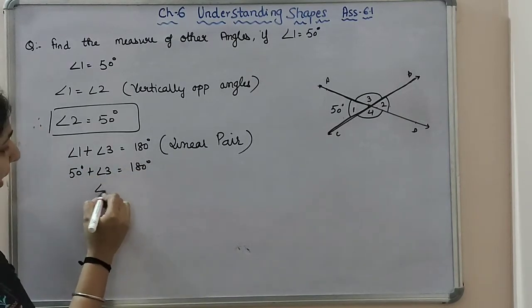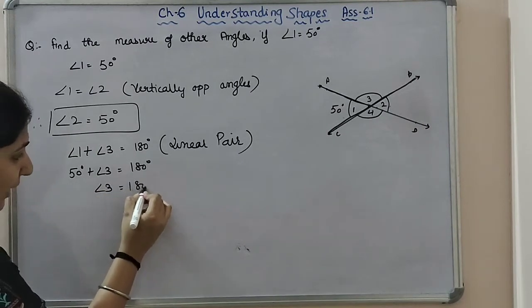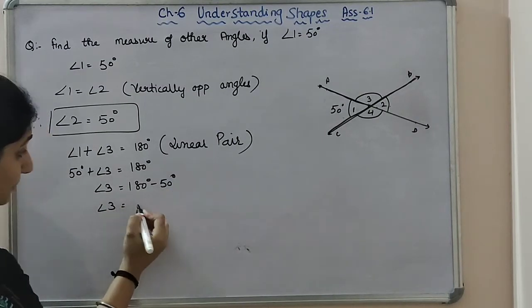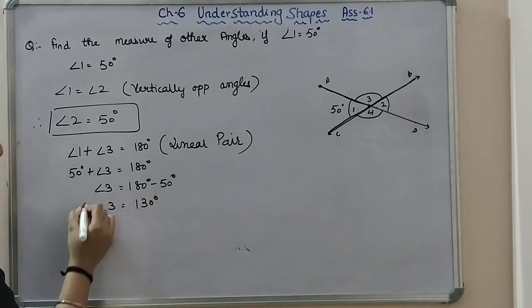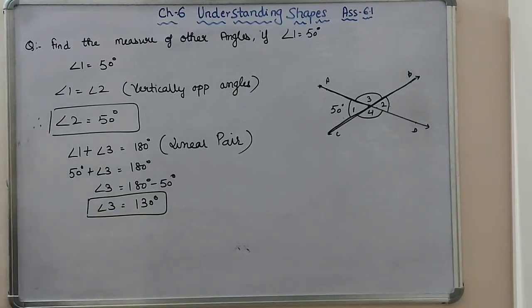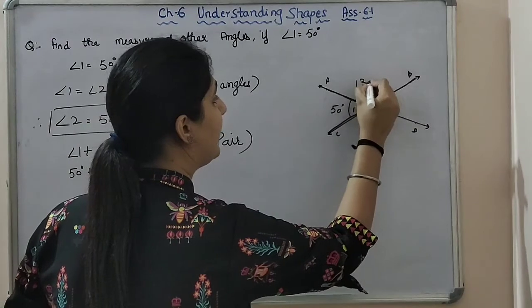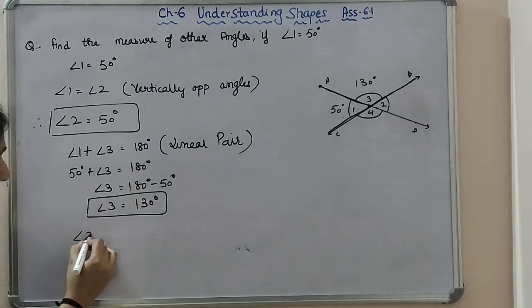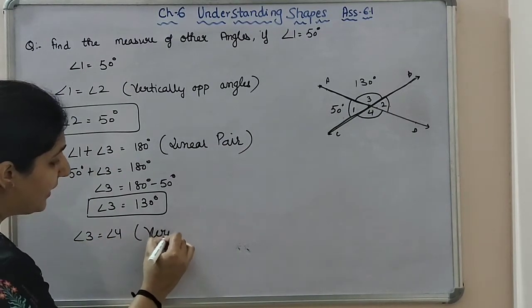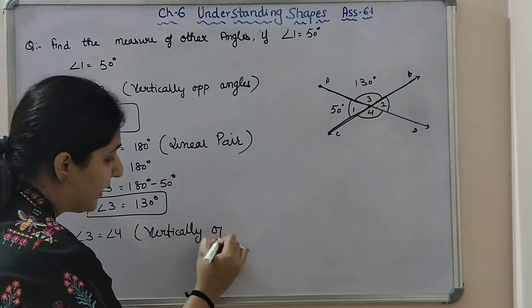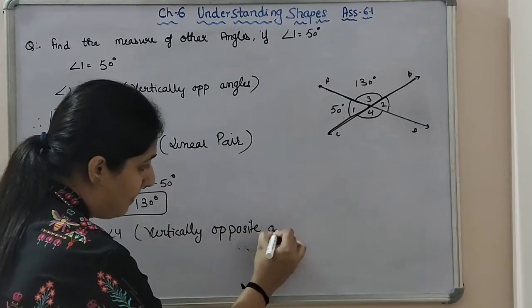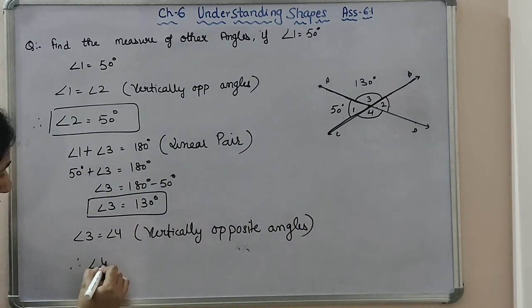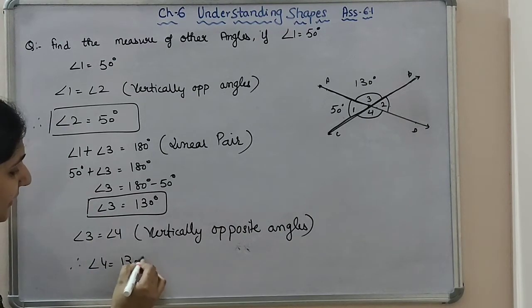Now we have to find out angle 3. So angle 3 will be equal to 180 degree minus 50. 50 यहाँ पर प्लस हो रहा है बेटा, इधर जाके माइनस होगा. So angle 3 is equal to 130 degree. Okay. Now you get the value of angle 3. And you can see 3 and 4 are also equal. Why? Because they are vertically opposite angles. So they are equal. Hence, angle 4 is equal to 130 degree.